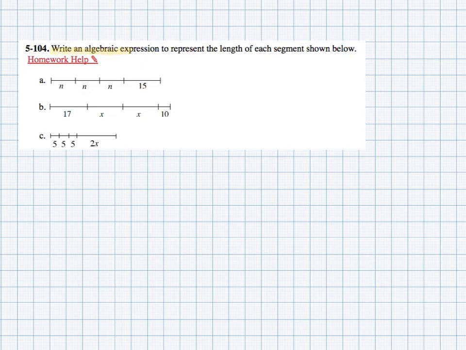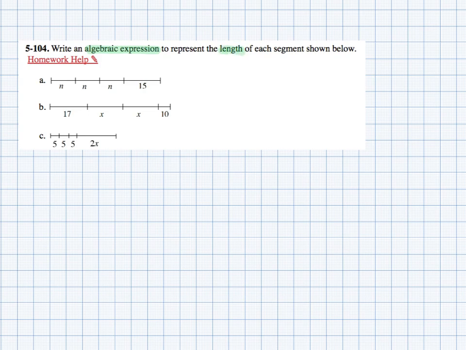Write an algebraic expression to represent the length of each segment shown below. So vocabulary words in the directions are: we are writing an algebraic expression. That means we're going to use those letters and those numbers in terms, because we're representing length.